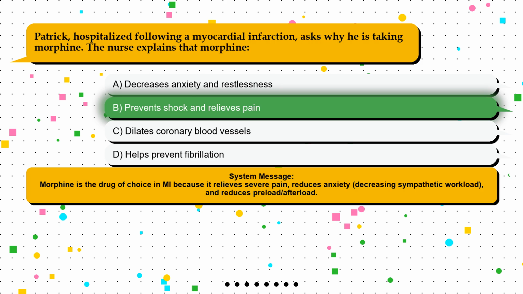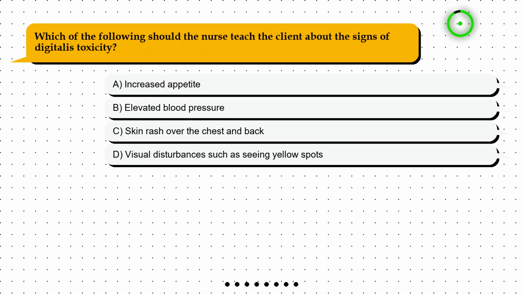Question 7. Which of the following should the nurse teach the client about the signs of digitalis toxicity? Option A. Increased appetite. Option B. Elevated blood pressure. Option C. Skin rash over the chest and back. Option D. Visual disturbances such as seeing yellow spots.